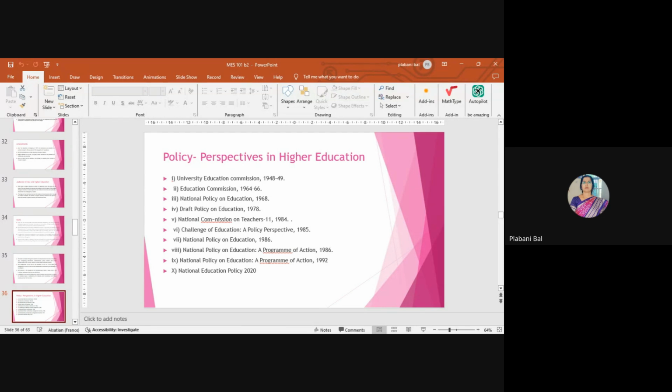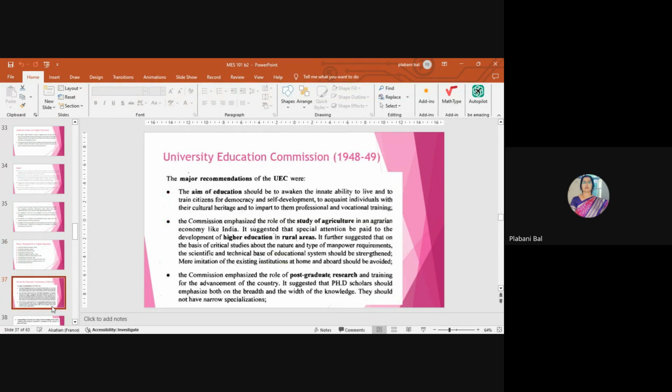So after that, in 1948-49, as we all know, the University Education Commission was established in independent India under the chairmanship of Dr. S. Radhakrishnan, who was a distinguished educationist and later became the President of India.